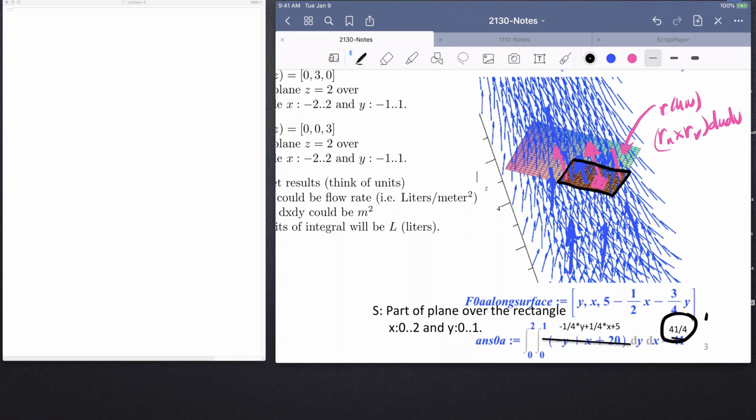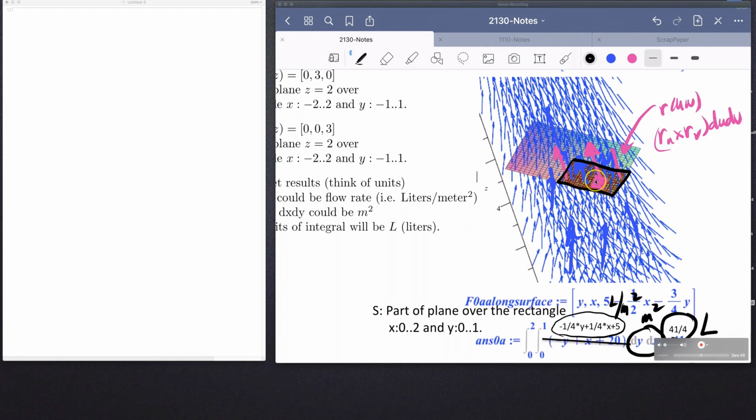So that would be 41 over 4 liters of flow if we had a flow rate of this in liters per meter squared. du dv came out in meters squared. So we had 41 over 4 liters of total flow through that part of the surface.